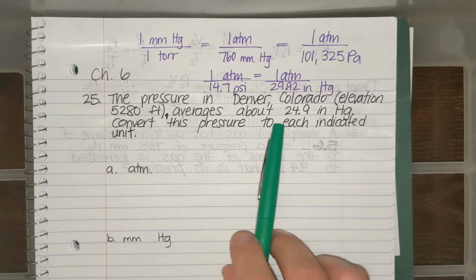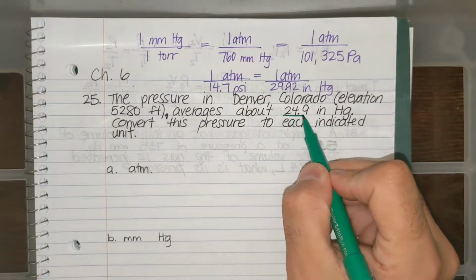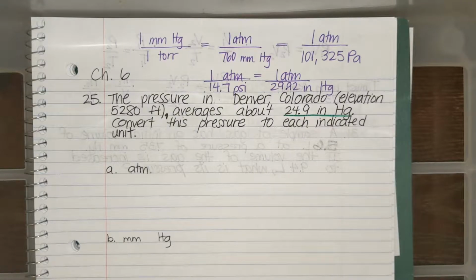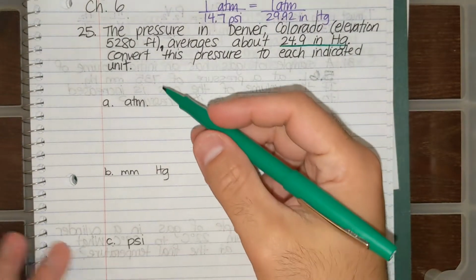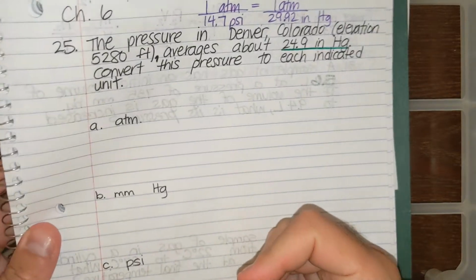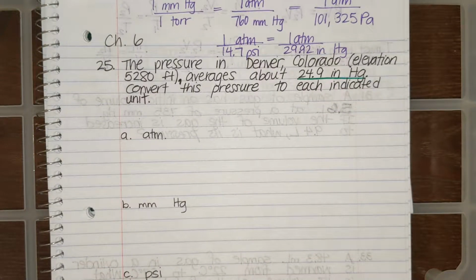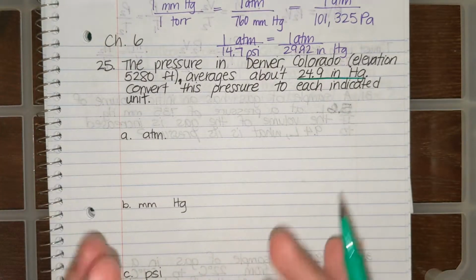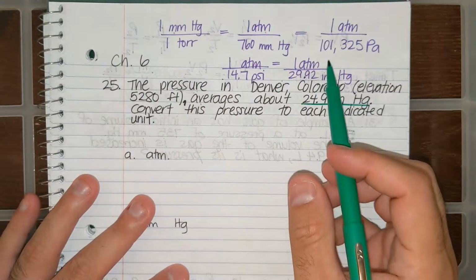It says the pressure in Denver, Colorado averages about 24.9 inches of mercury. Convert this pressure to each indicated unit. So for this question you want to do atmospheres, millimeters of mercury, and then later on it says psi and Pa, pascals. In section 6.2, you read about this unit of pressure. Pressure has to do with the collisions of particles in the walls of the container. And I already wrote at the top some conversion factors for you.